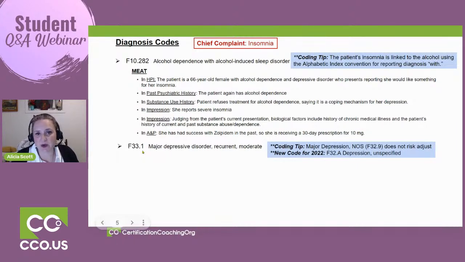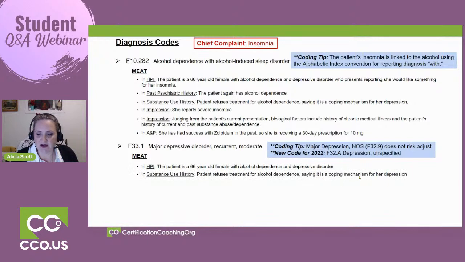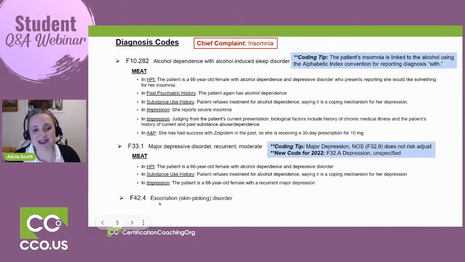And again, we always have that component of risk adjustment, because I love that. And so the meat for the MDD is depressive disorder. And then we've got it here, depression. And then here, recurrent major depression, and then the excoriation or the skin picking disorder is F42.4. That is with the meat we have here: self-reports depression and skin picking behavior.